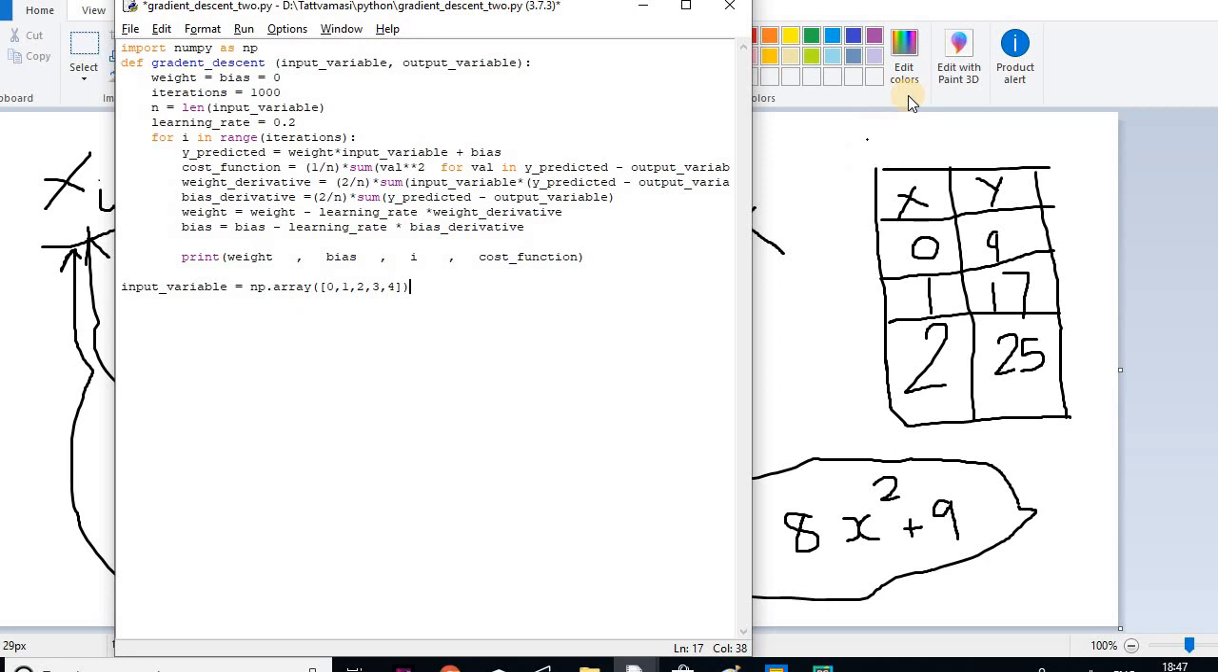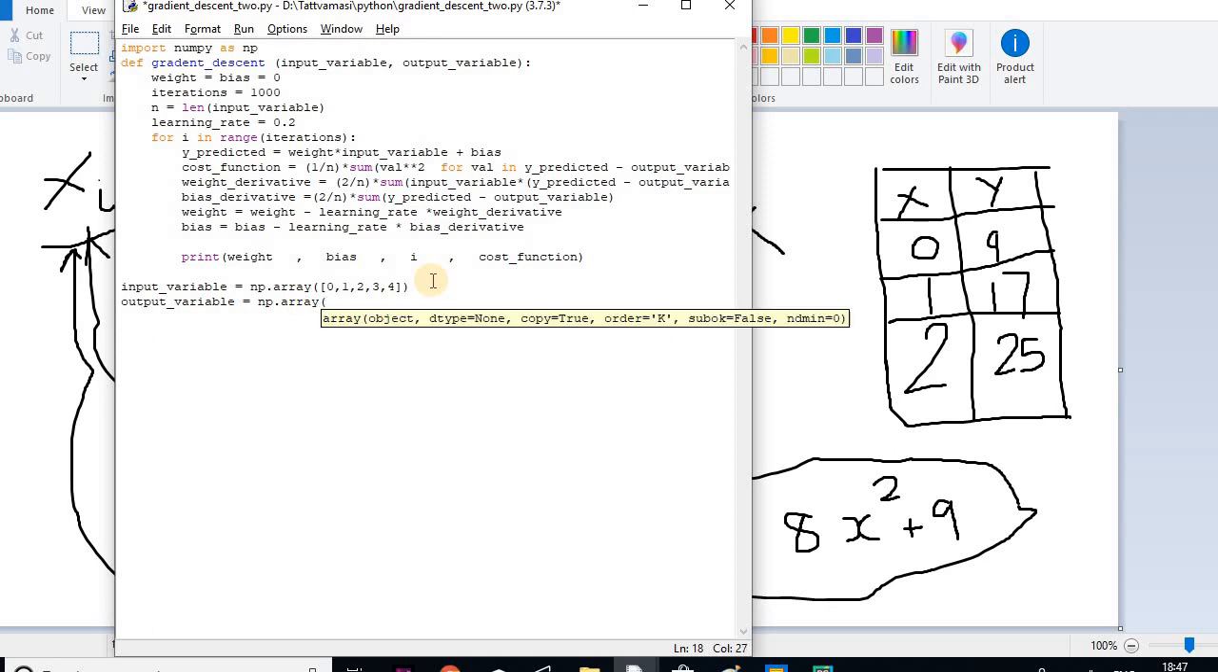Now I have the output variable. That's also we will calculate. Finally, we will come up with a machine learning model for m and b with minimum cost function. That's what we usually do. Then np dot array, and you can give the values as 9, 17, 25.